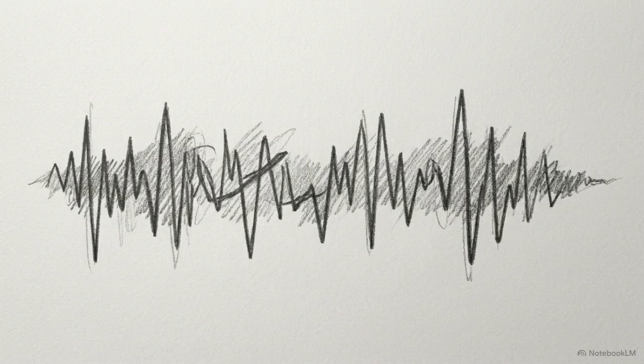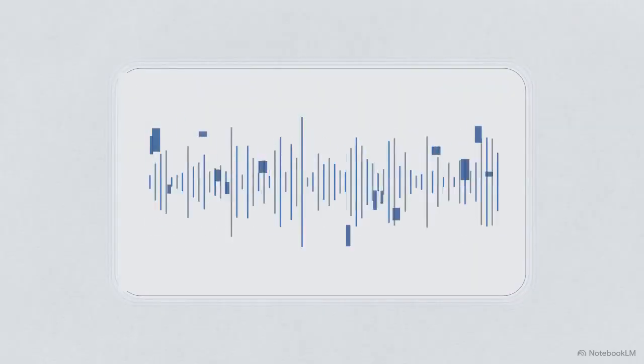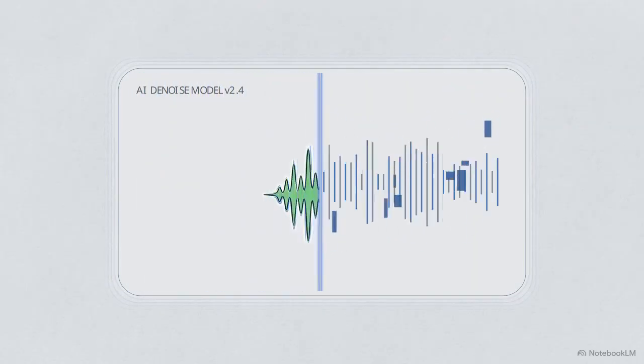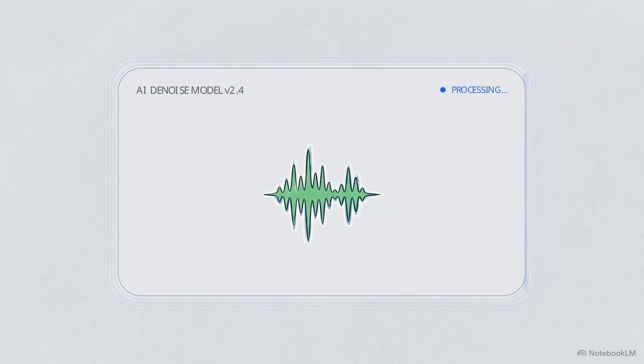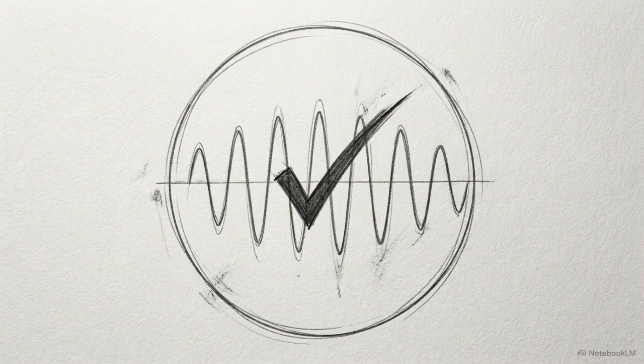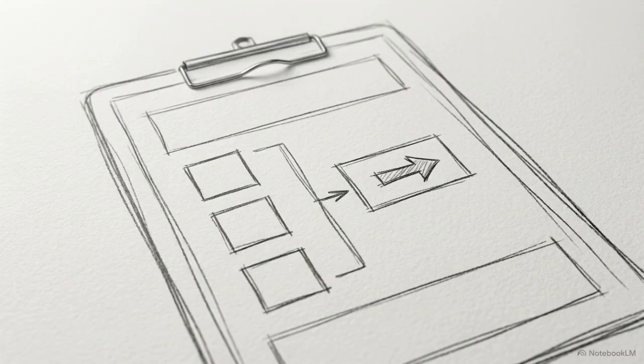Raw generated audio often contains digital artifacts or background hum. We run the track through a dedicated AI cleanup tool to isolate the vocals and strip away the noise, achieving a crisp, studio-quality sound. This brings us to Step 4, output.